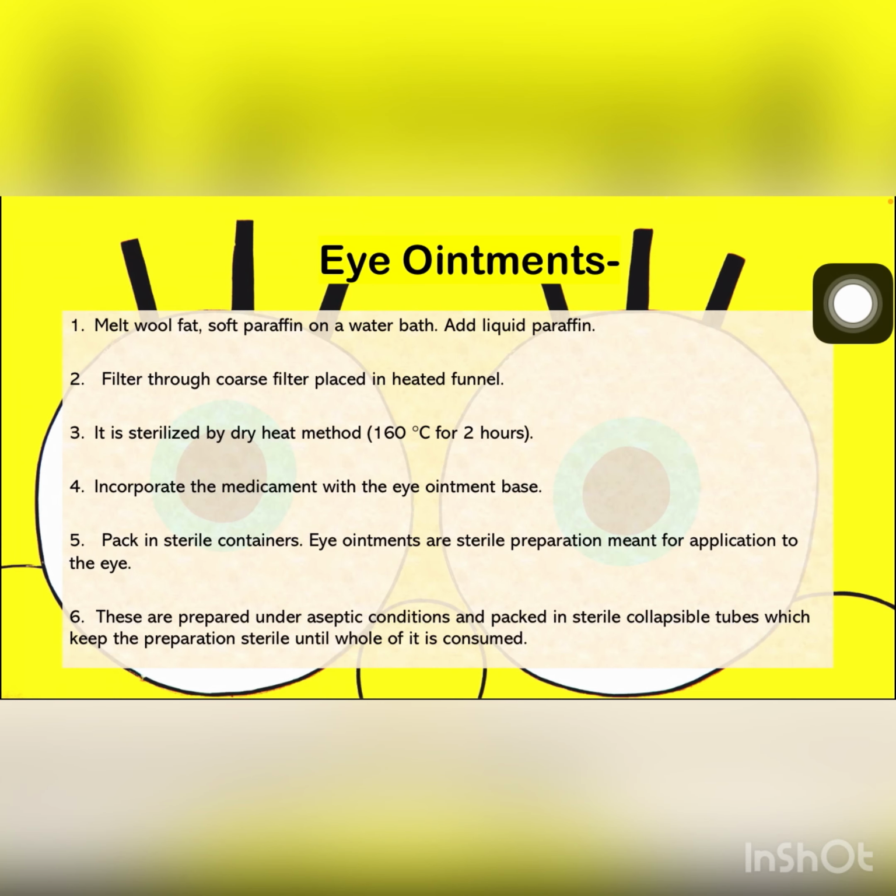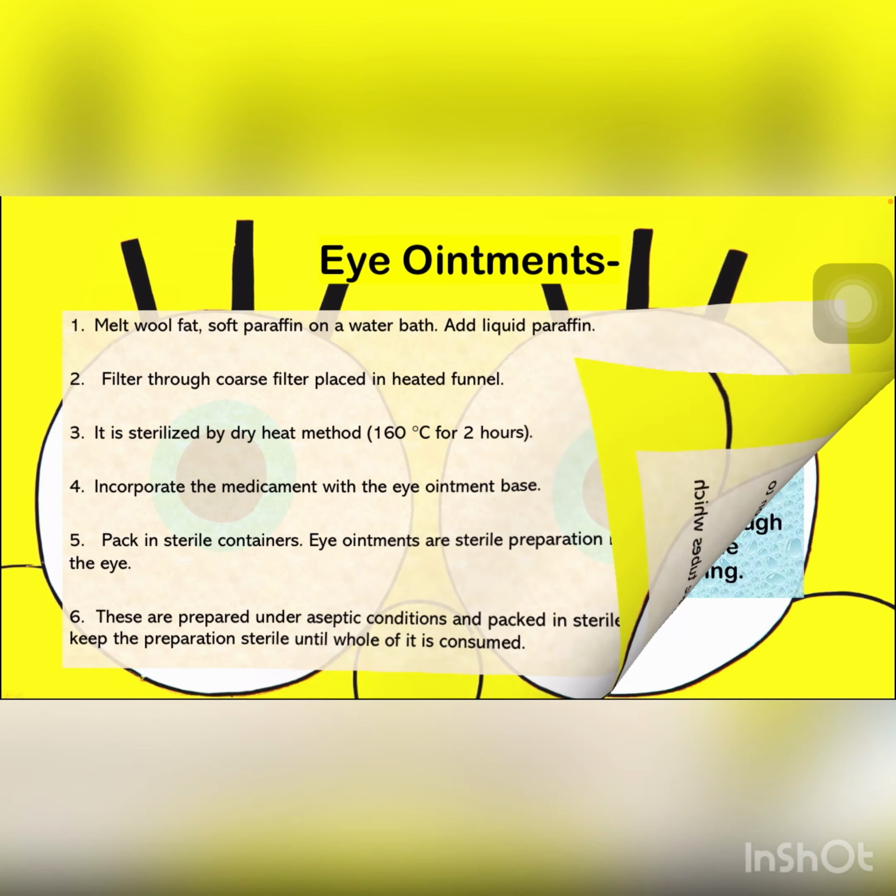Next, the formulation of eye ointments. First, melt wool fat and paraffin on a water bath, then add liquid paraffin. Filter through coarse filter placed in heated funnel. It is sterilized by dry heat method at 160 degrees Celsius for about 2 hours. Incorporate the medicament with the eye ointment base. Fifth, pack in sterile containers. Eye ointments are sterile preparations meant for application to the eye. These are prepared in aseptic condition and packed in sterile collapsible tubes which keep the preparation sterile until whole of it is consumed.